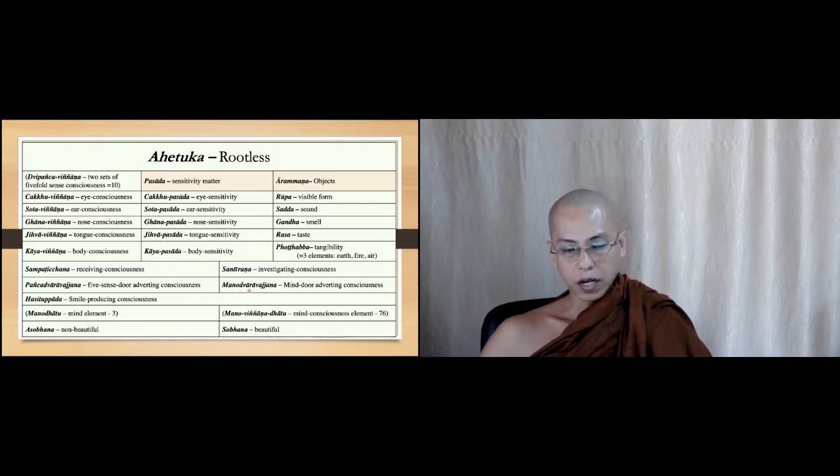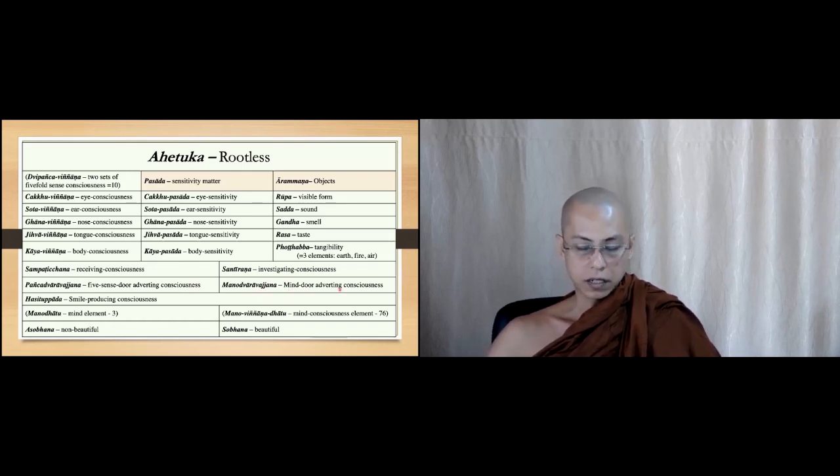Okay, then Manodvara Vajjana. So there are 6 doors for the arising of mind. 5 doors are eye, ear, nose, tongue, body, and another door is the mind door. So related to the 5 doors, five-sense door adverting consciousness comes. And regarding the mind door, the Manodvara Vajjana, mind door adverting consciousness will come first.